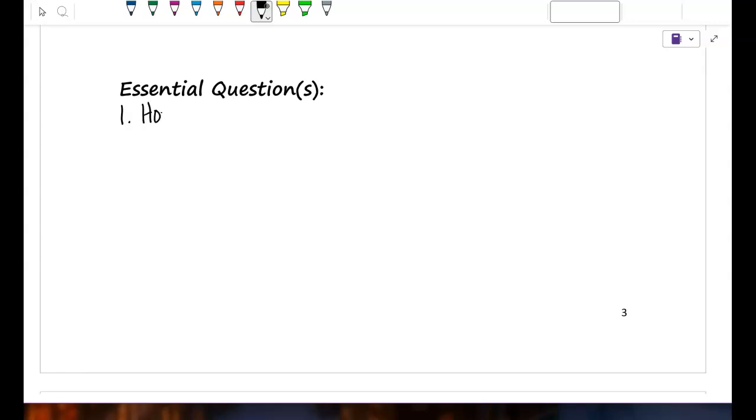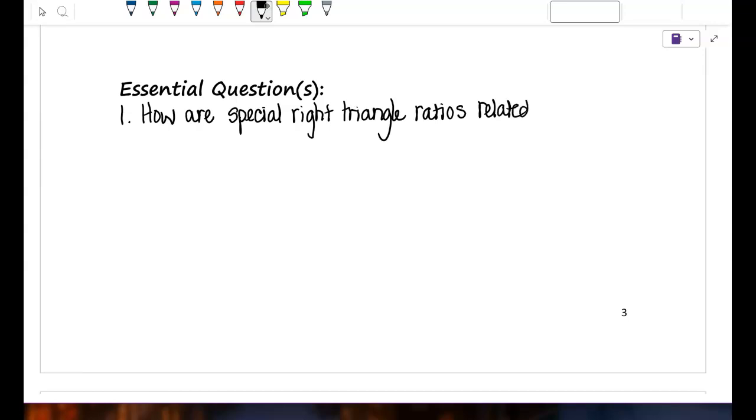So how are special right triangle ratios related to trigonometric ratios?